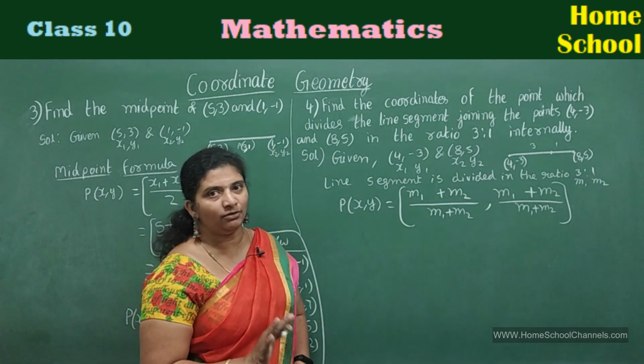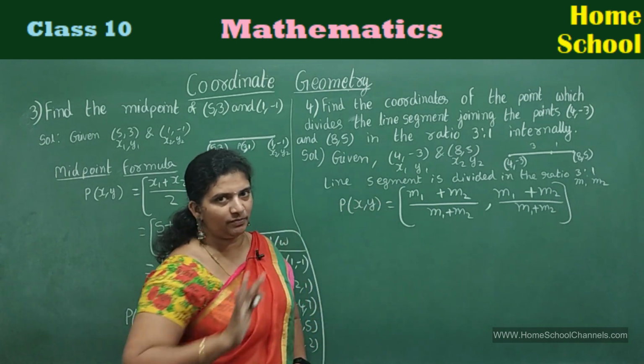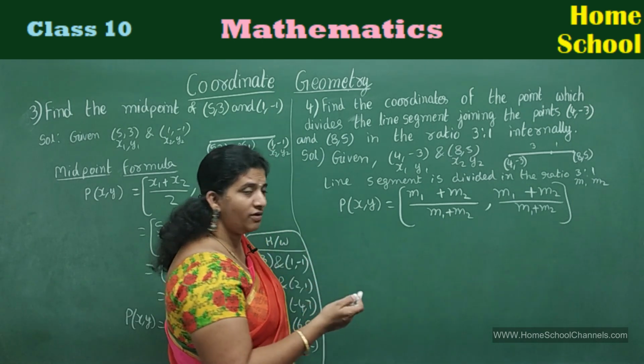Remember the theorem without by-hearting: m1 plus m2 by m1 plus m2. But actually this is not the formula. What is the formula here?